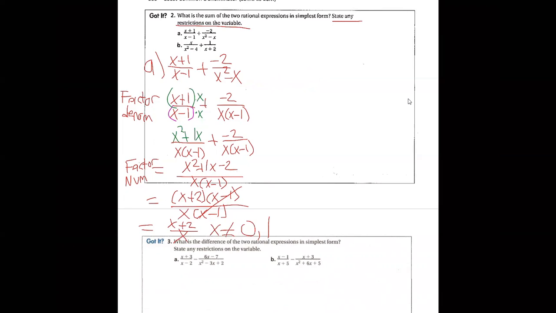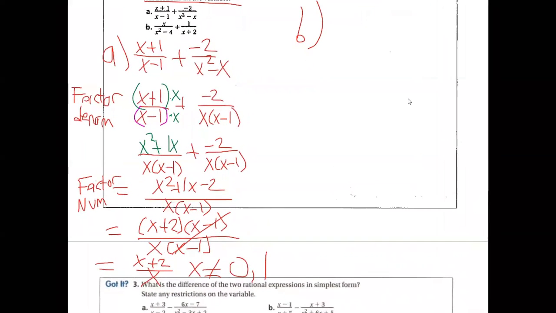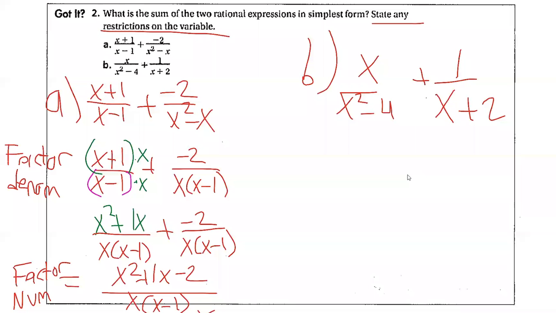So how about you guys give question B a try? See if you can follow these steps. Try and factor your denominator. Get your common denominator by multiplying both fractions by the missing pieces they need in the denominator. And then add your function. See if you can give this one a try. I'll pause the video. Just to make sure we're understanding.